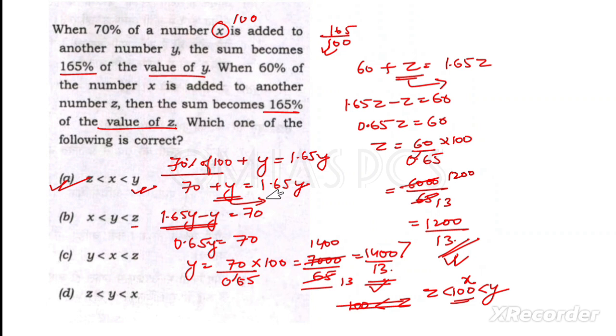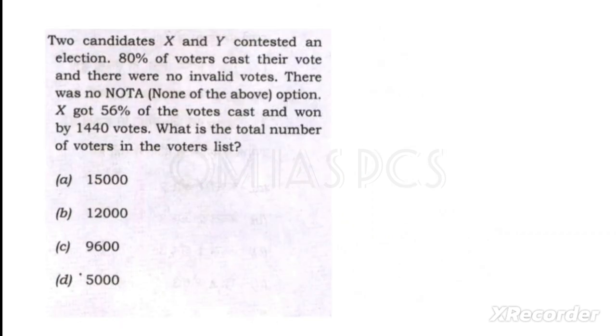Fine, so moving to the next question. This is an election based question, with two candidates x and y. Two candidates x and y contested an election. 80% of voters cast their vote and there were no invalid votes, there was no NOTA, and x got 56% of the votes cast and won 1440 votes. If I say the total percentage of voters is 100%, only 80% of voters cast their vote, and x got how much?